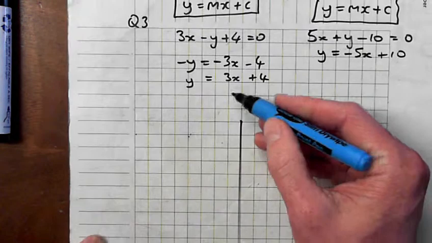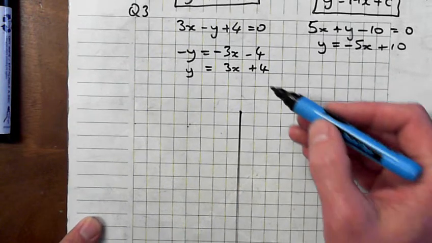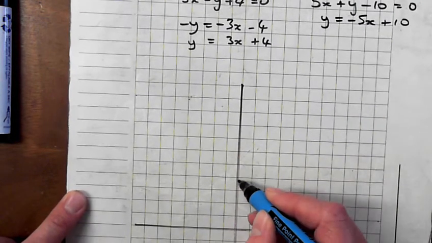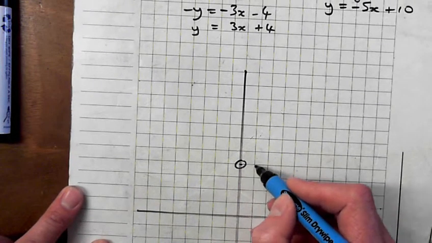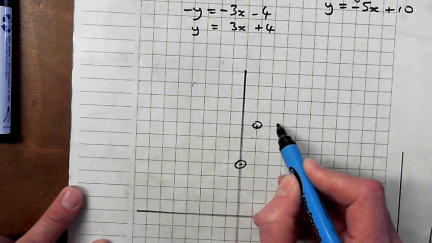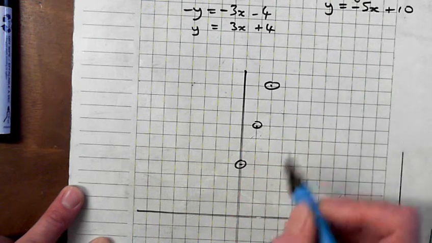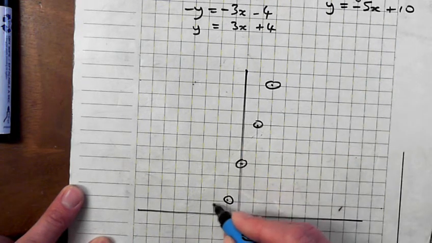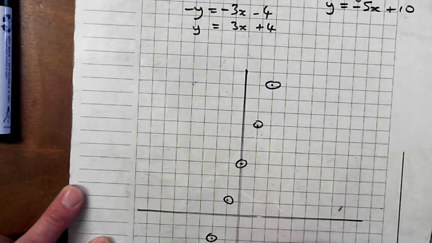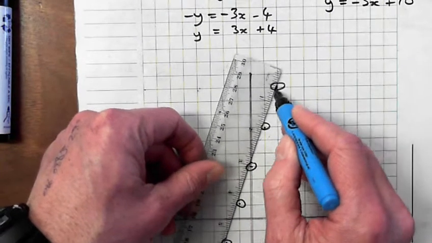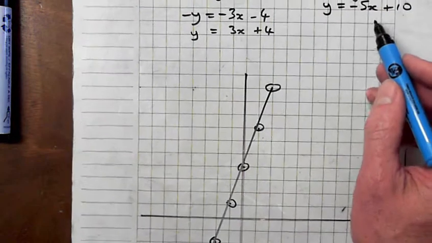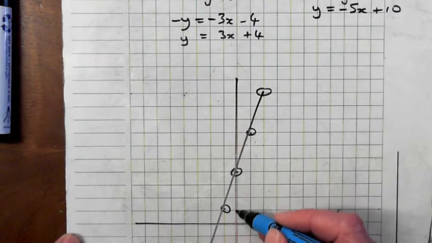Right, so with the first one, y is equal to 3x plus 4. We start off with plus 4 on the y-axis, and the slope is 3. So right, up 3, right, up 3, left, down 3, left, down 3, left, down 3. Join the line.